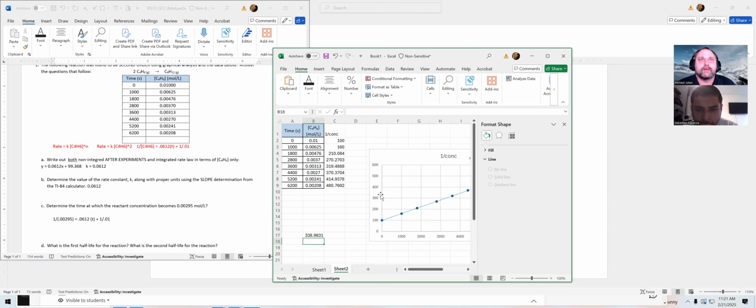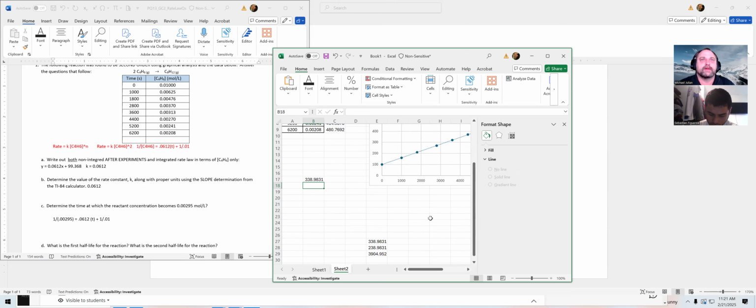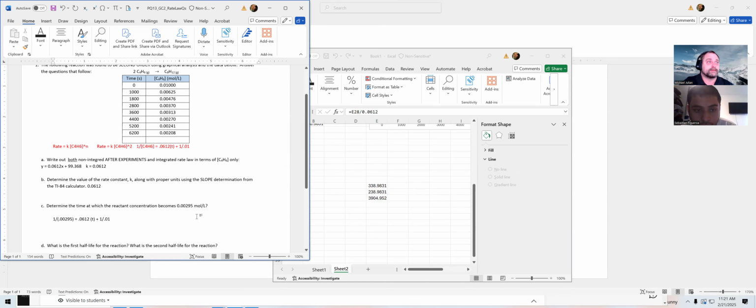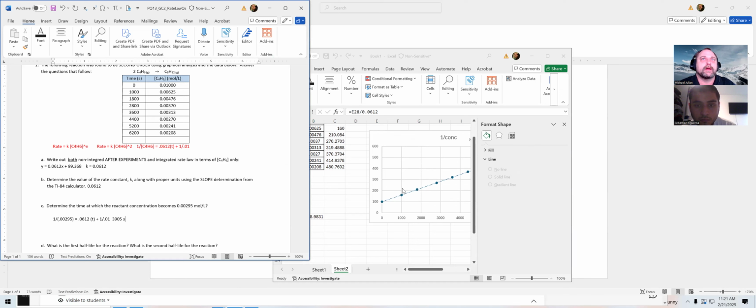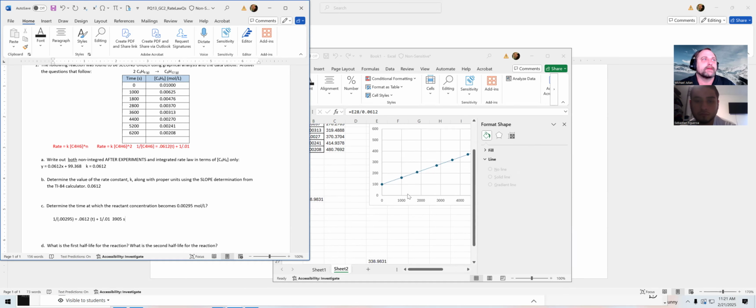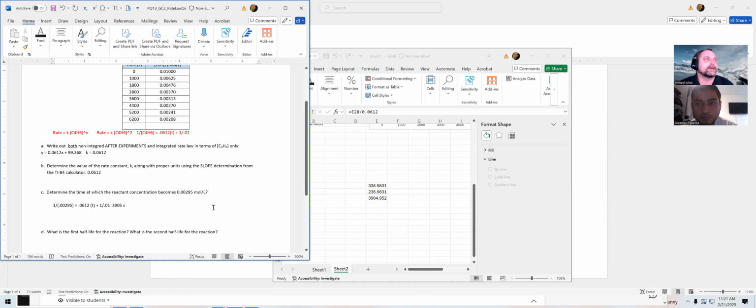338. So I'm looking for where this comes across at 338, and it should cross right in here at our 3,900. So this number looks really big, but this should be 3,904. We're just going to call it 3,905 seconds. It looks really big. Keep in mind it's in seconds, and it matches our data. So this reaction takes a little while to get there.